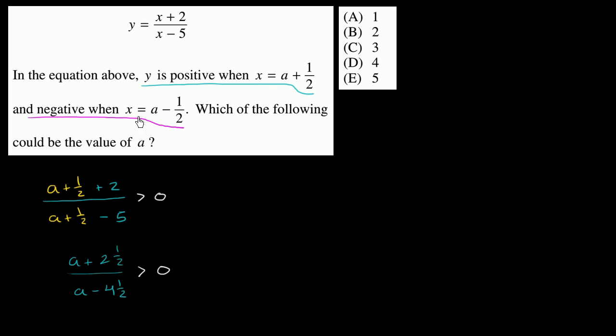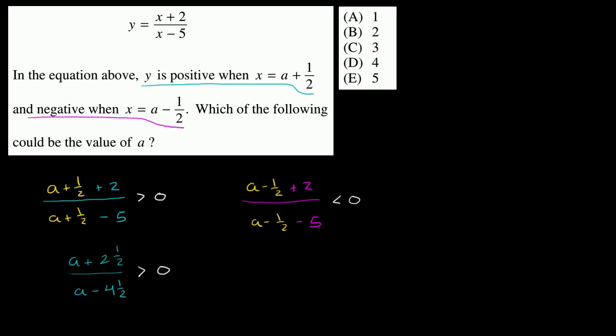And then we see this whole expression is negative when x is equal to a minus 1/2. So let's substitute a minus 1/2 for x. And you have a minus 1/2 plus 2 over a minus 1/2 minus 5. Once again, all I did is where I saw an x, I just substituted it with a minus 1/2. Now, when x is equal to this, they're telling us that y is negative. Well, y is this whole expression, so this whole expression is going to be negative.